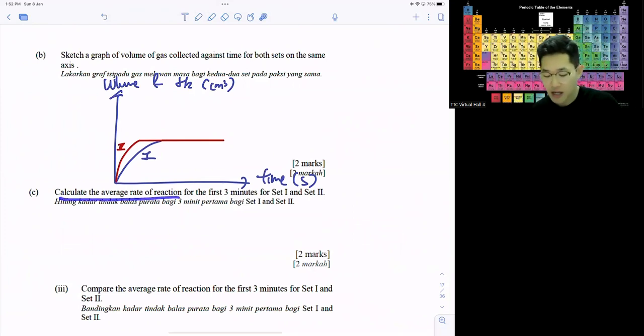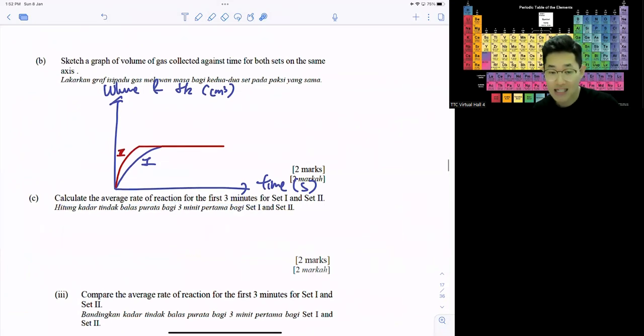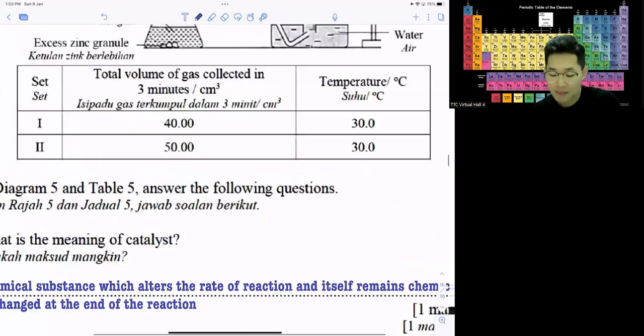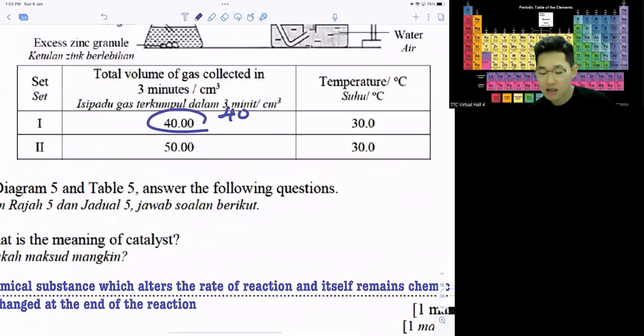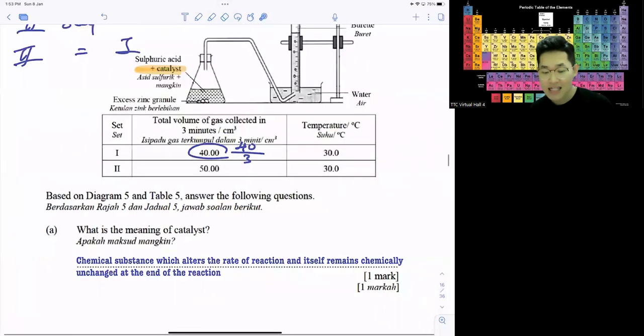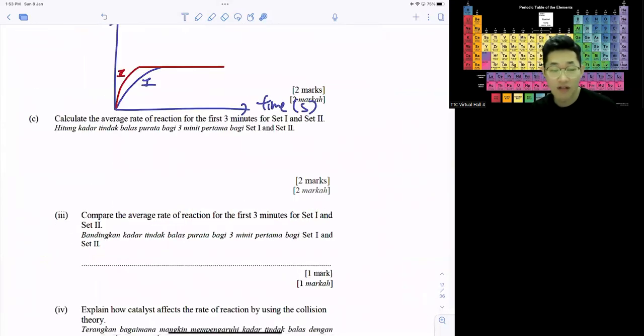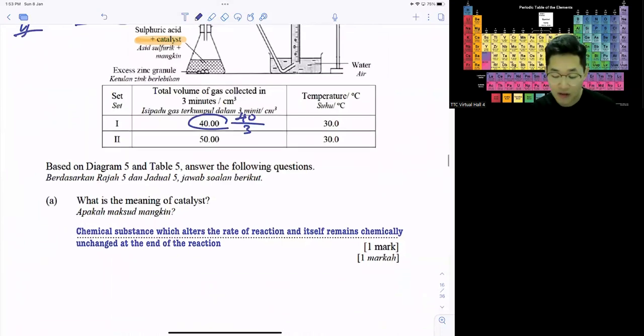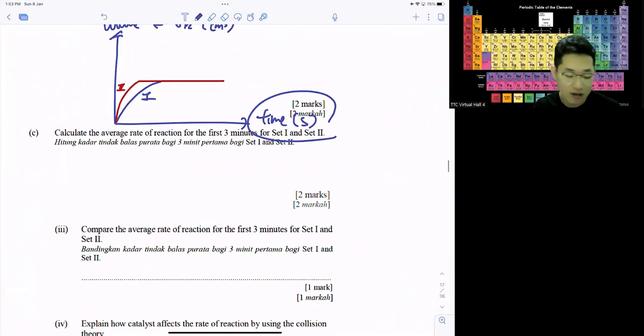Calculate the average rate of reaction for the first 3 minutes in set 1 and set 2. So again, calculate average rate of reaction, quantity over time. 40 is quantity, divide by 3 minutes. If they give you minute, you use minute. If they give you second, you use second. Unless they say they want second, then you have to convert it. But normally I don't convert. 40 divided by 3. Oh, sorry, the curve I labelled second already, so I convert. 40 divided by 3 times 60, that means 180.